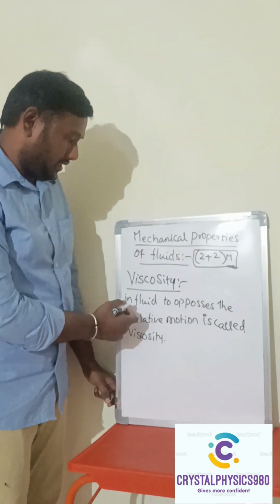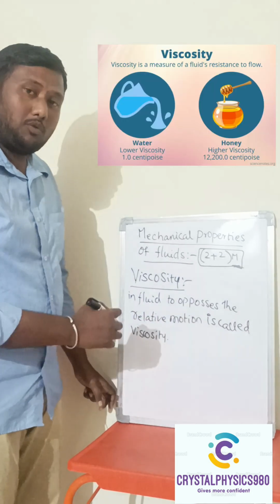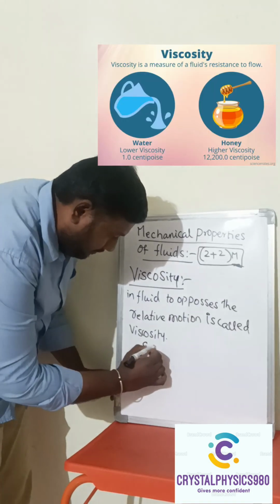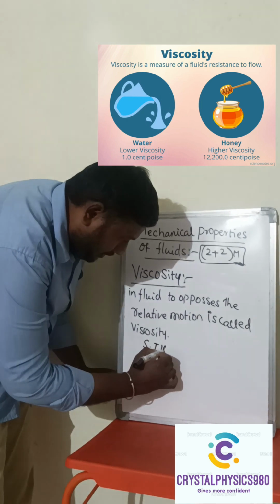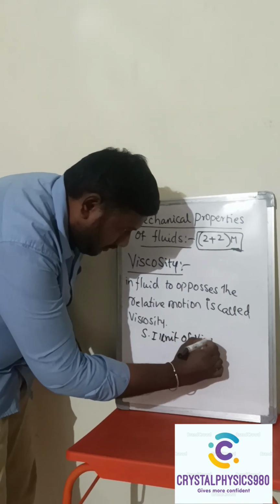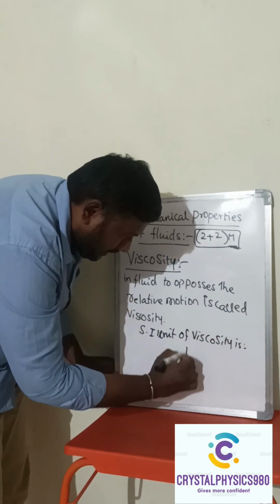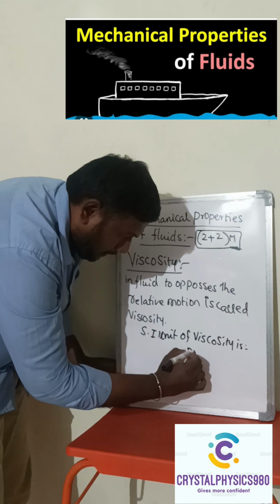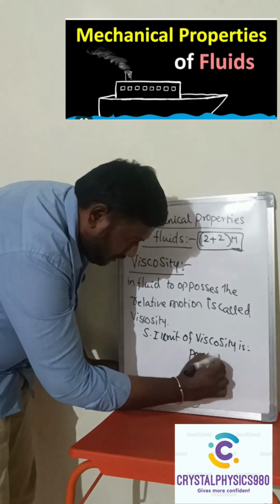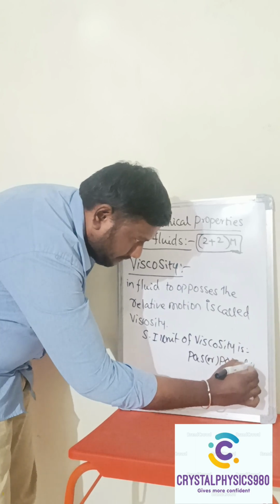Let us see the definition. In a fluid, the opposition to relative motion is called viscosity. So the SI unit of viscosity is Poiseuille or Pascal second.